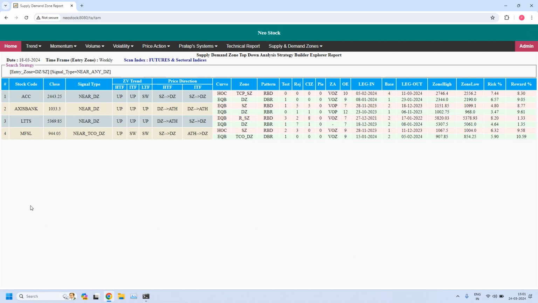So these 4 stocks are filtered which are near to the weekly demand zone. I will be giving you only a few seconds and then I move on to the next report. If you want to analyze any of these parameters, or even by using the leg in, base and leg out, if you want to draw the zones on the charts, you just pause the video. Once you complete studying these stocks, you can proceed with the video, because if I give so much time, the length of the video will increase. So now I am going back.